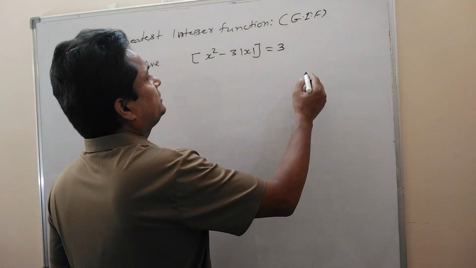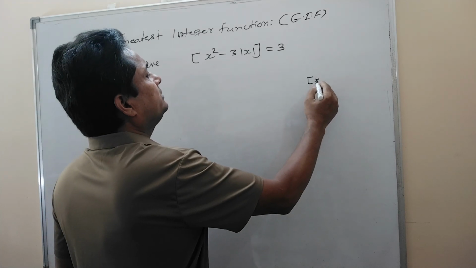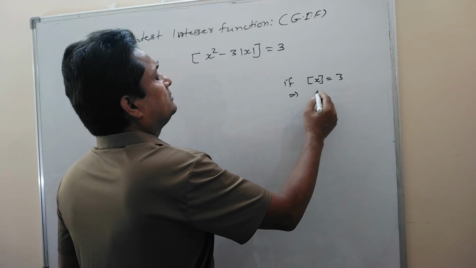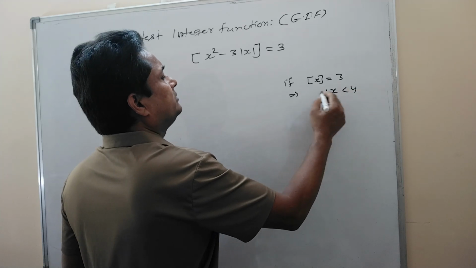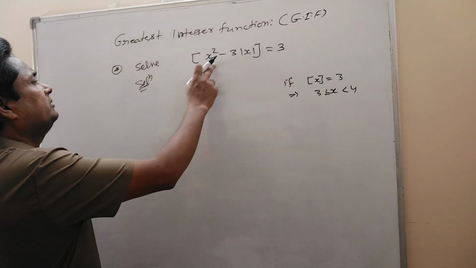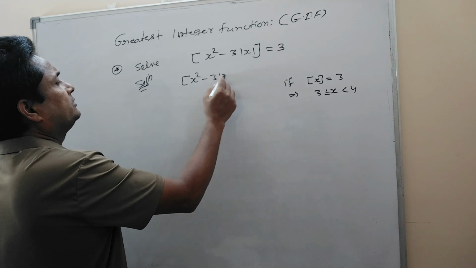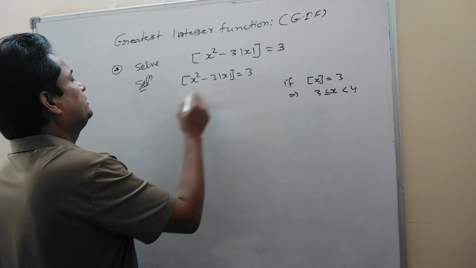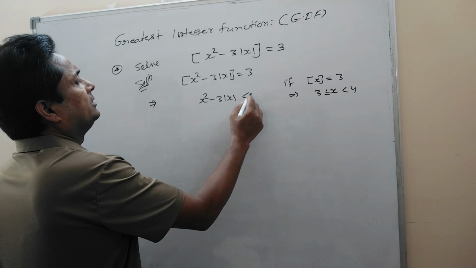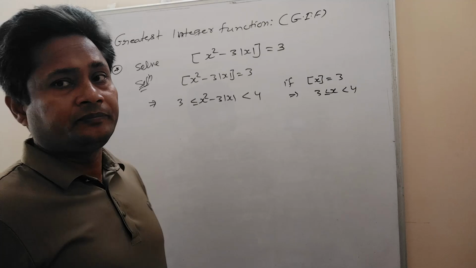For this type of question, if the greatest integer of x is 3, then x lies between what? 3 to 4. So the greatest integer of x square minus 3 mod x is equal to 3 can be written as: x square minus 3 mod x less than 4 and greater than or equal to 3. Right?